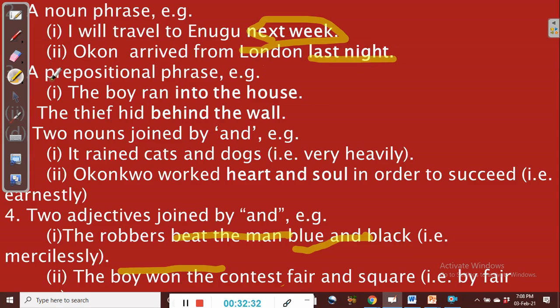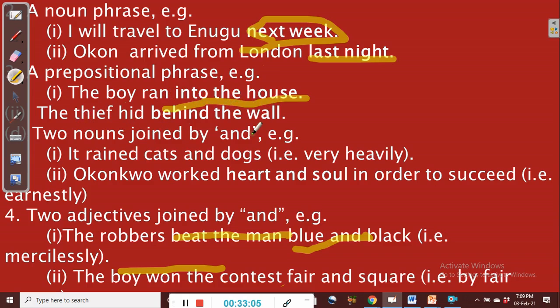Now the third one is a prepositional phrase functioning as an adverbial phrase. And again here we look at the first example. The boy ran into the house. So into the house is an adverbial phrase. If we say the boy ran and someone asked where, then you can say into the house. So it's an adverbial phrase of place.